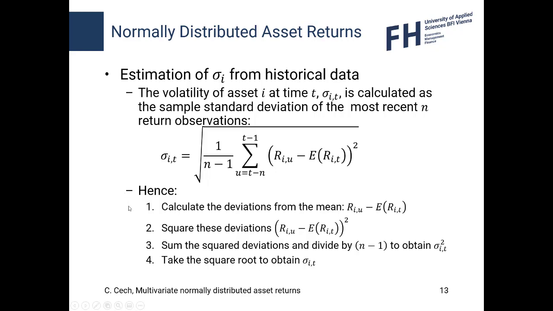So the first step would be to calculate the deviations from the mean. This is what we have here for the return observations that I use. Then in a second step, I square these deviations. I take them to the power 2. Then in step 3, I sum them up. So I have the sum of the squared deviations. Then divide by n minus 1, not by n but n minus 1, to obtain the so-called variance sigma squared, and then in a last step take the square root to obtain the volatility.